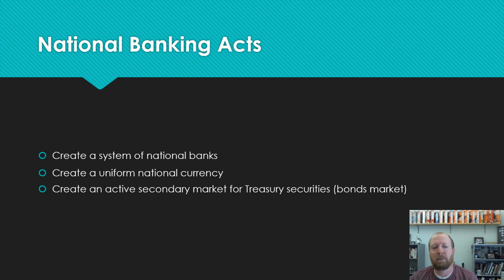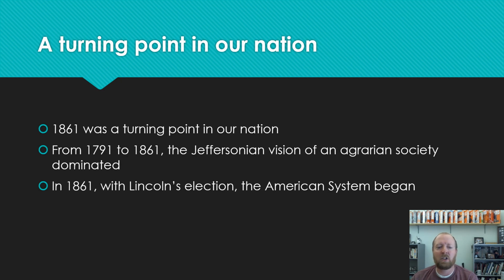And so the national banking acts were designed in a very Hamiltonian way to create a system of national banks, to create a national uniform currency, and then to create what they call a secondary market for treasury securities. Bond markets allow for markets to buy and sell bonds, and that is a way to invest and to build the financial backbone of the United States. So the national banking acts were incredibly important. And this really serves as a turning point in our nation.